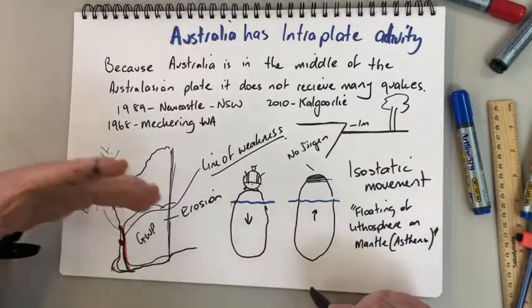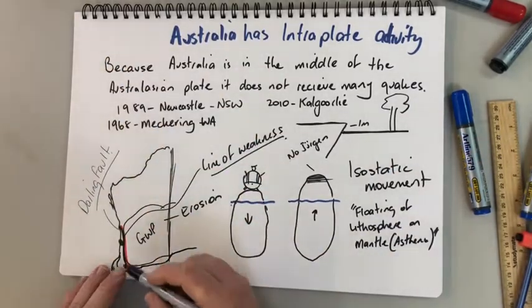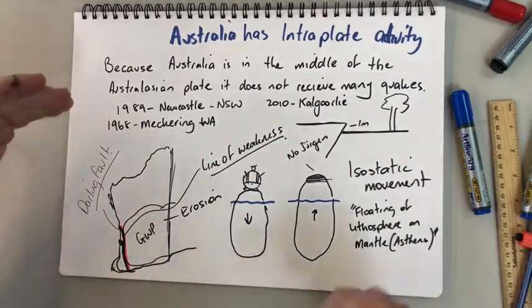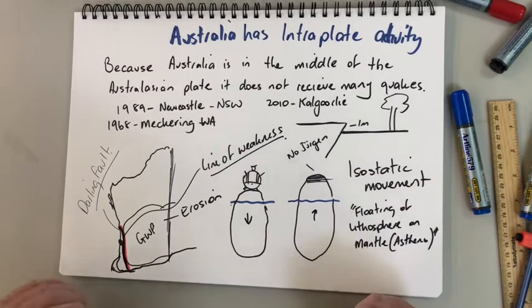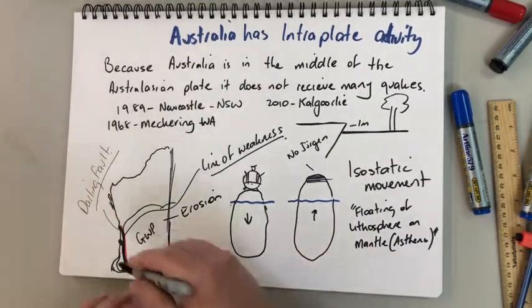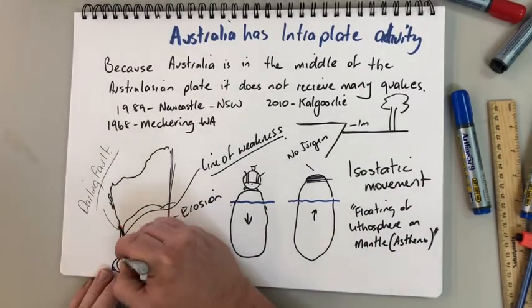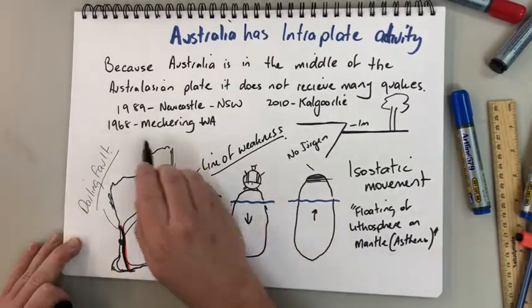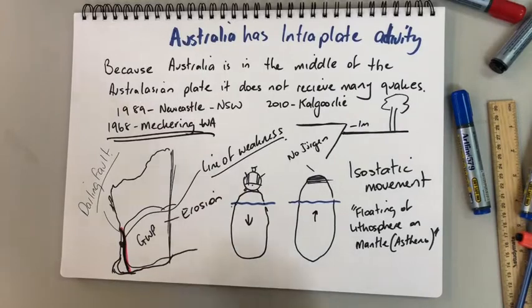When it bobs upwards and when it moves along fault lines, any line of weakness, there will be some sort of movement there. And here, right along the coast of WA, is the Darling Fault, and it's our line of weakness. And Meckering lies right on that fault. And that's one of the reasons why this particular earthquake occurred.